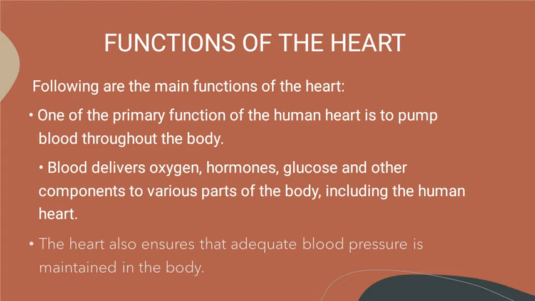The heart performs many important functions. One of the most important functions of the human heart is to transport blood throughout the body. The heart receives deoxygenated blood from all parts of the body, sends it to the lungs to be oxygenated, and then after receiving oxygenated blood from the lungs, it pumps that oxygenated blood into all parts of the human body. And blood not only delivers oxygen, but it also delivers glucose, hormones, and other components to various parts of the body.